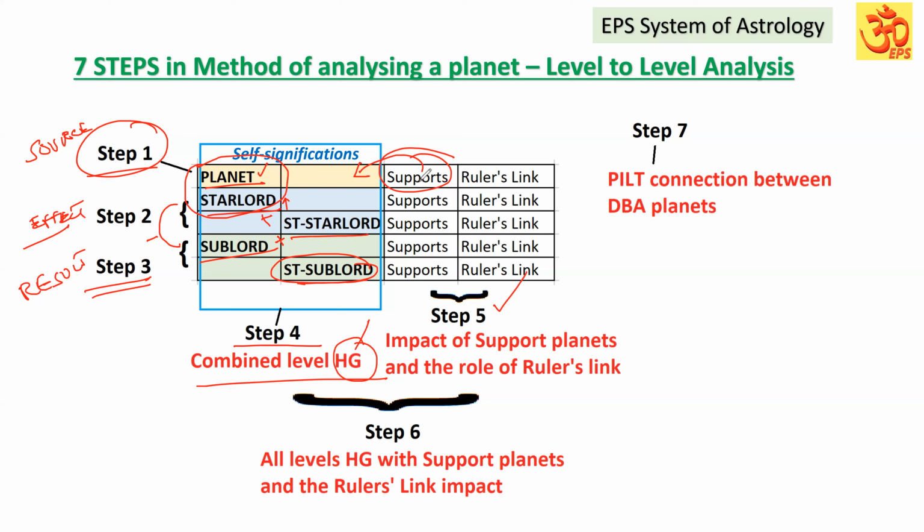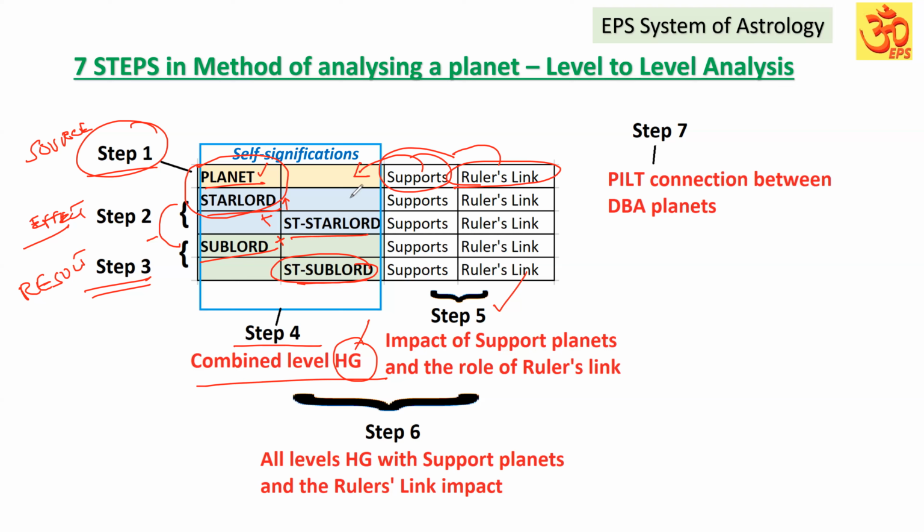So that can be, because of the support, that favorable strength, suppose a mixed planet, unfavorable strength will be reduced by the favorable key planets and favorable strength of the mixed planet can be increased. So that has to be studied. What are the support planets a planet is having at each level and whether it is further supported by the ruler's link. What is ruler's link, as we discussed?